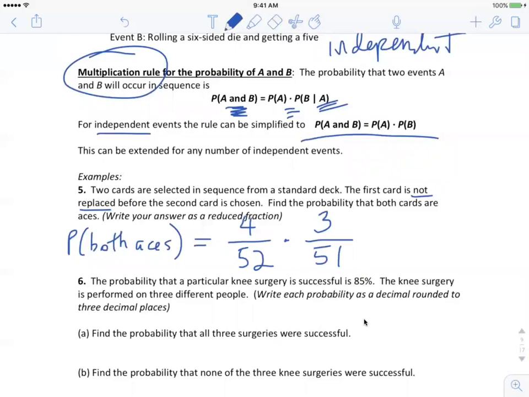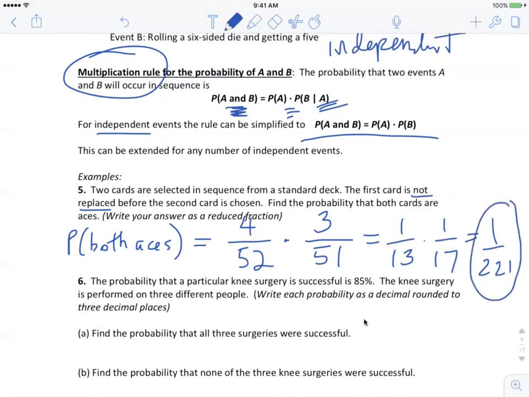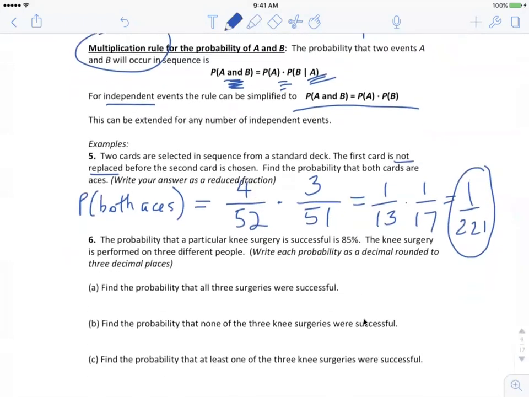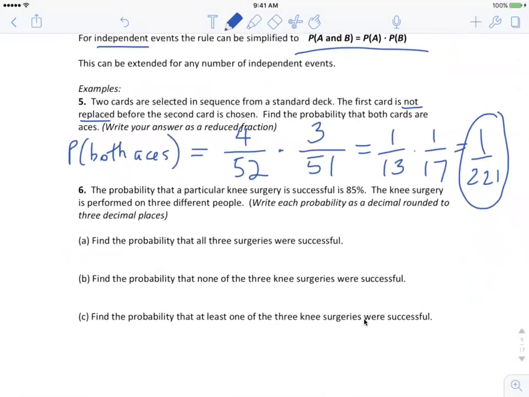Now it's just math, right? We've got to multiply these together. Well, those both reduce. 4 over 52 is the same as 1 over 13, right? 3 over 51 reduces to 1 over 17. So I'm just doing 13 times 17, which is 221. This is 1 out of 221. All right, we're getting there.